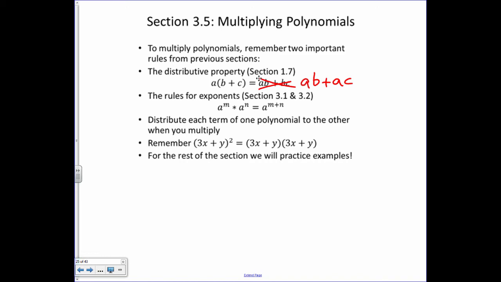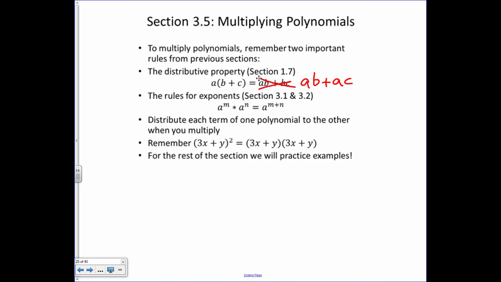The second thing you need to remember is the rules for exponents. If we multiply variables with the same base, then we add their exponents. We talked about those in sections 3.1 and 3.2. So when multiplying polynomials, you're going to distribute each term of one polynomial to the other, and then you're just going to multiply term by term.